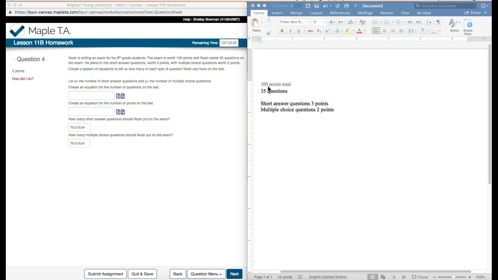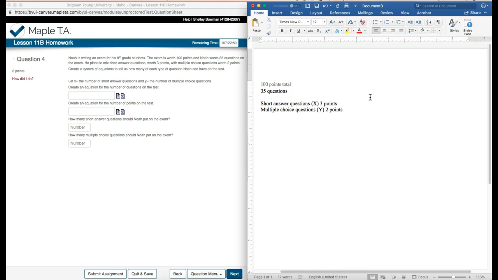The first thing I see is that I'm going to have an equation with points total, and this one is going to be total questions. So the first thing I need to assign is I don't know how many short answer questions and how many multiple choice questions. So these are going to be our two variables, and we're going to call them X, sure. And this one we'll call Y. If you wanted to do S for short answer and M for multiple choice, that would work too. I just picked X and Y just because.